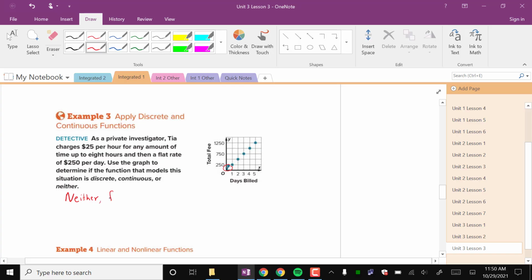The first part or section is continuous. And then the second part is discrete. So that means that it's going to be neither, and this is the reasoning behind it.